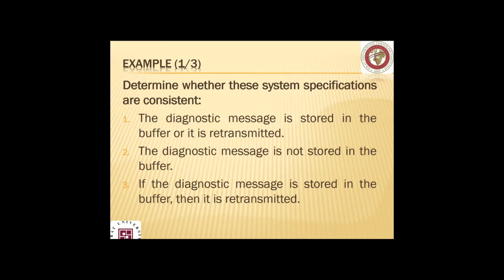As I said before, a couple of slides before this one, we explained about the consistency of a system. How can we check, or is it possible for us to check it when we have different messages or different assertions implying the same thing. Now look, the diagnostic message is stored in the buffer, or it is retransmitted. Well, we have the diagnostic message is stored in the buffer. This is the first assertion. And then we have an operator, or it is retransmitted, another statement.